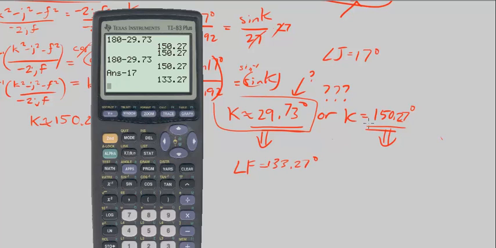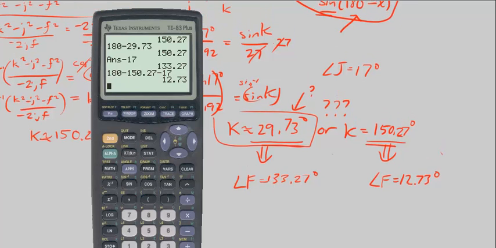And if angle K is equal to 150.27, this is where we have the equivalent of what we did using the law of cosines. We get 180 minus 150.27 minus 17, and we get angle F equal to 12.73 degrees. So even if we can get this far, we know that we have one of these two answers. Well, which one works in our triangle?